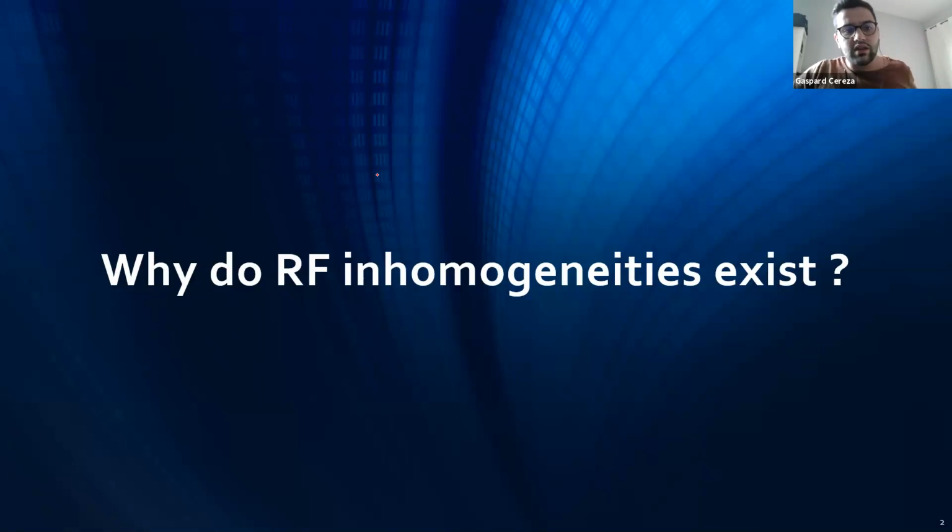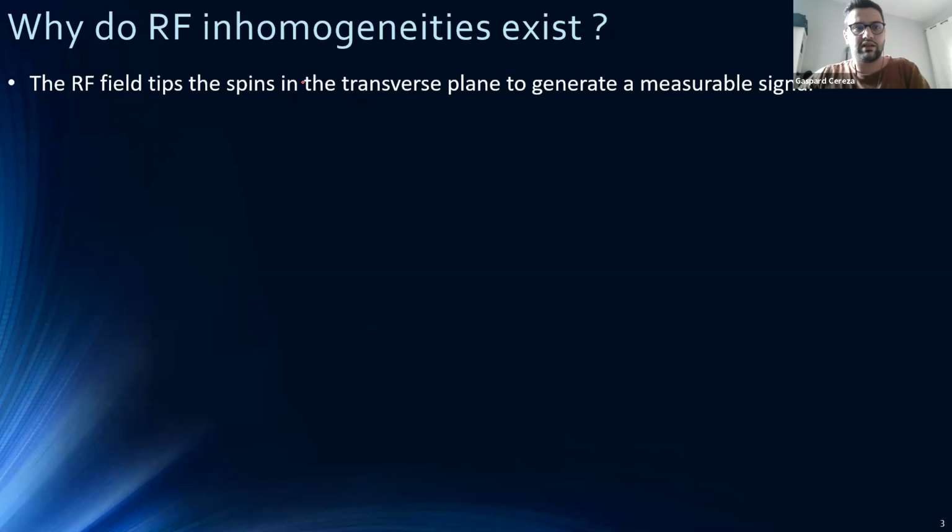So first, I will try to explain why RF inhomogeneities exist in MRI, especially at ultra-high field. First, what is the RF field in MRI? The RF field is the one that tips the spin into the transverse plane. That's what is going to generate a signal that we will measure to get the images that we have in MRI. So this RF field is a major component of the MRI process.